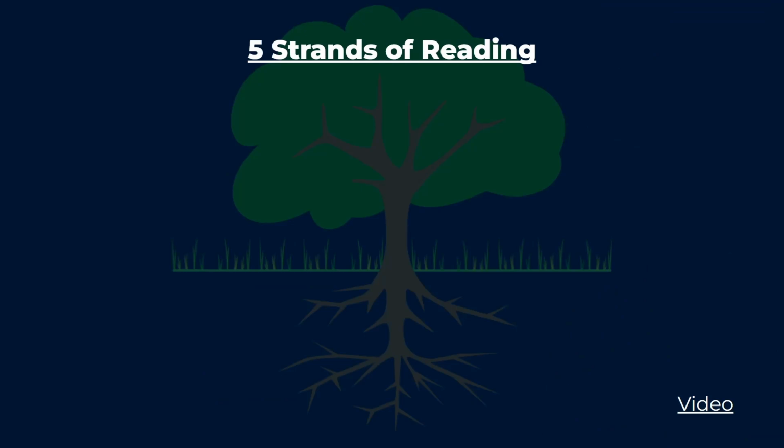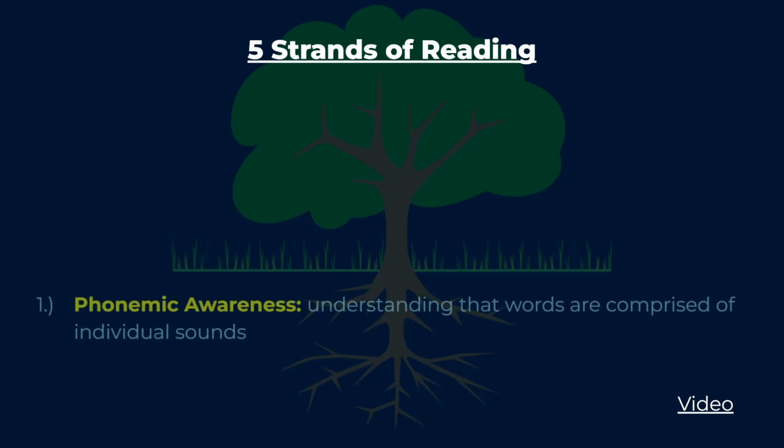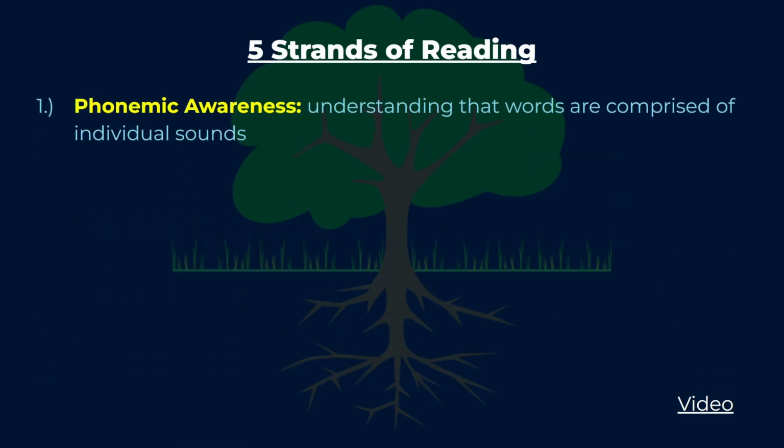As we're talking about reading, Logic of English really has a focus on the 5 strands of reading. These are the critical thinking skills for language learning. And like growing a tree, learning to read is a very complex process. So each of these 5 skills are interrelated and they support the growth of one another. The first one is phonemic awareness, which is just understanding that words are comprised of individual sounds.